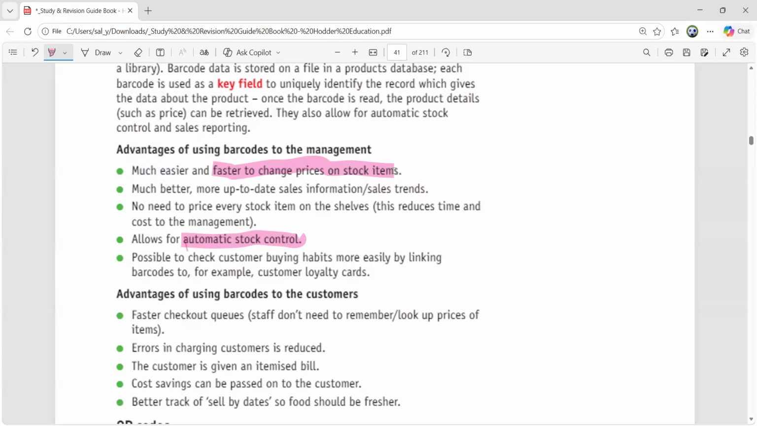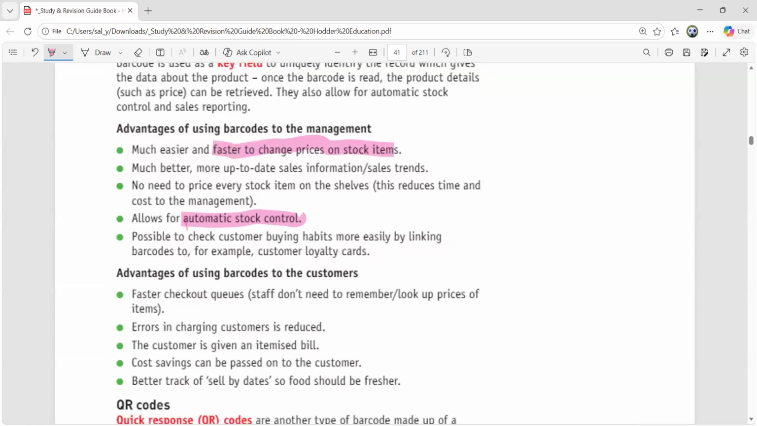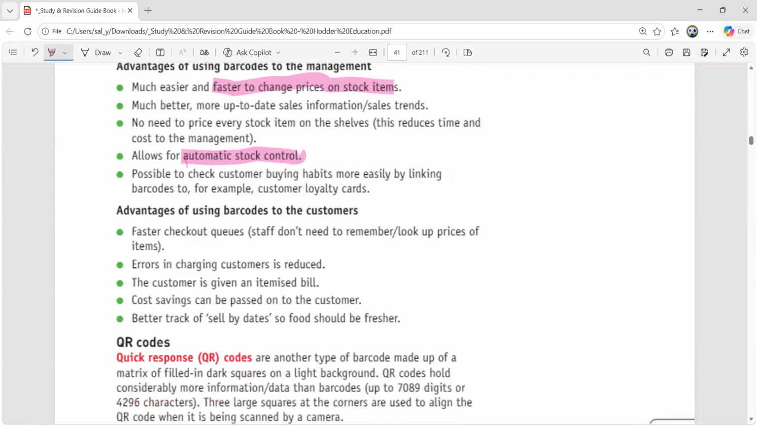You don't have to price the way I talked about, possible to check customer buying behavior also. And then you can introduce some loyalty schemes also based on the customer's buying habits. So maybe whatever they are buying, based on that, we can offer them some extra points, or we can offer them some other things also. So through those things, barcodes, the management is going to take advantage.